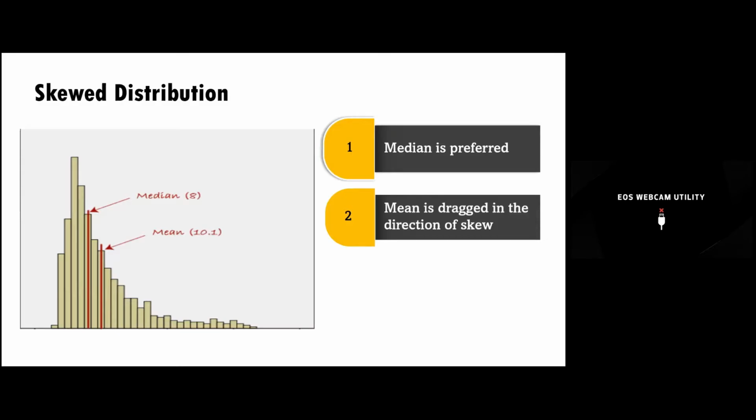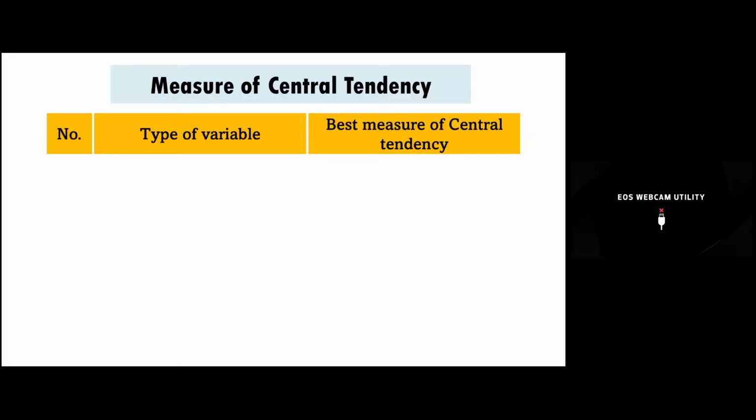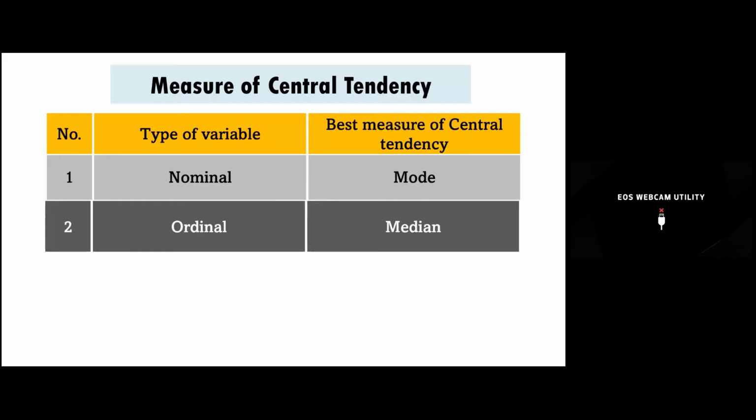And in this case, you can see that the mean is dragged towards the right side because it's a right skew. And median, since it is not affected by the extreme values, that's why here we will use the median. So depending on the type of variable, if it is a nominal variable, the best measure of central tendency is the mode. If it is an ordinal variable, it is the median.